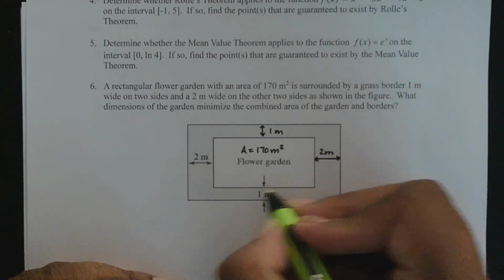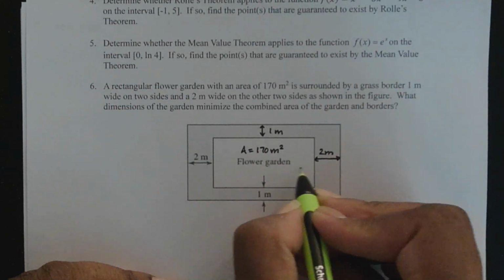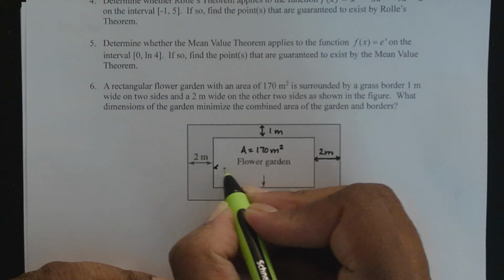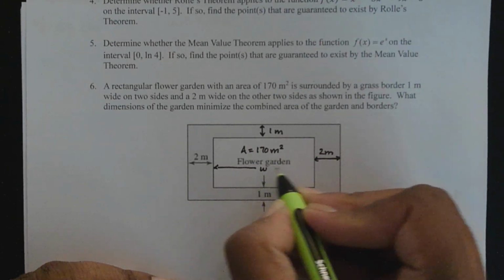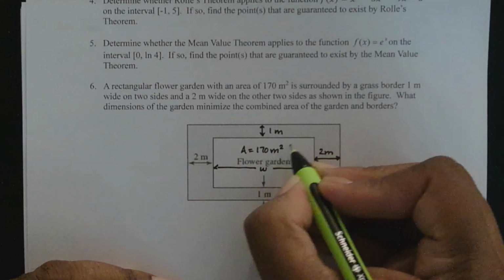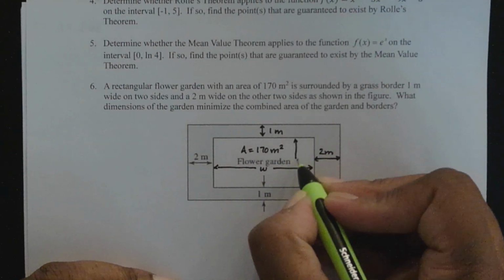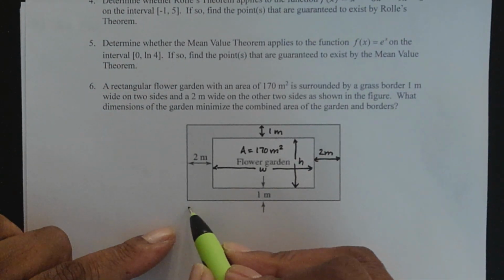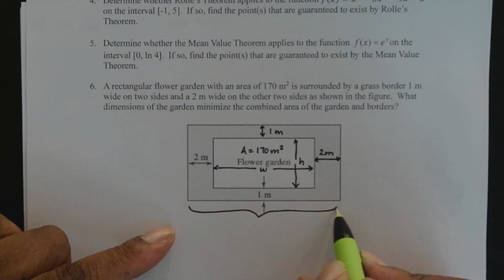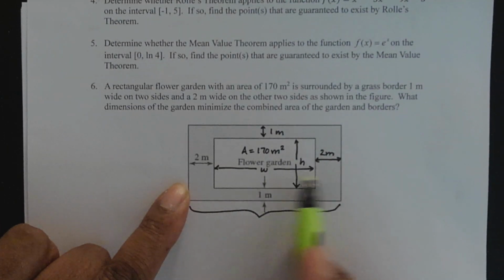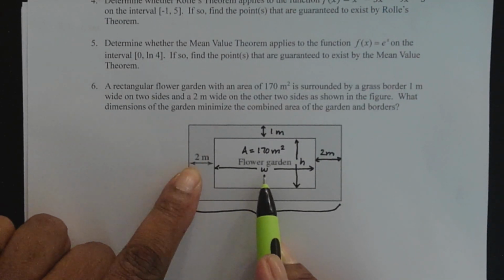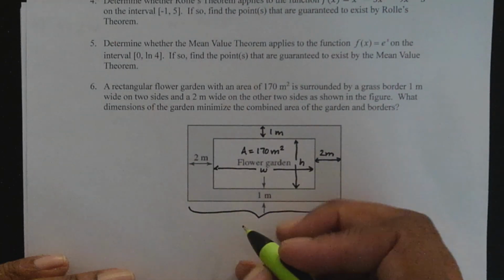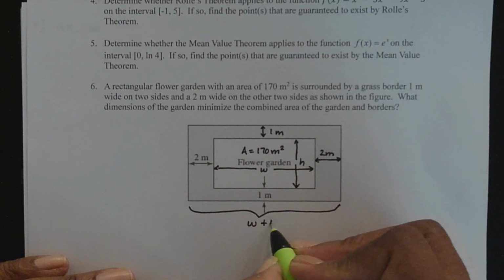So if this is going to be the width going in this direction, and this is the height going in this direction, up and down, then the total width would have to be this, the W, and then I got 2 on the left and 2 on the right. So it'd be W plus 4.